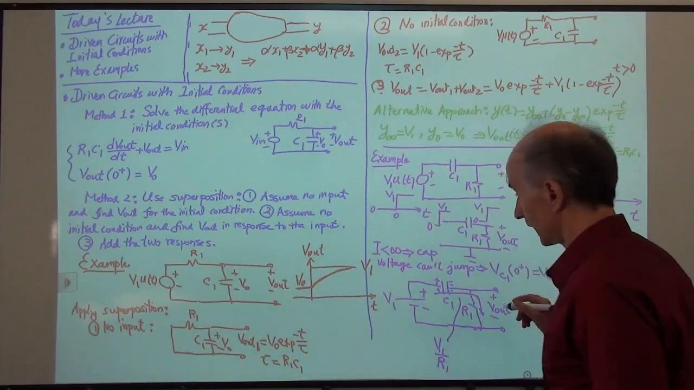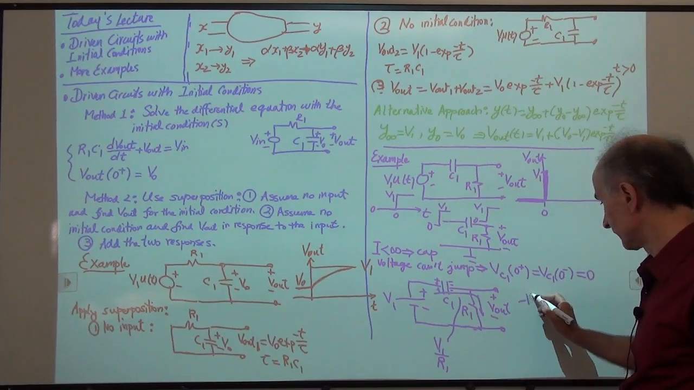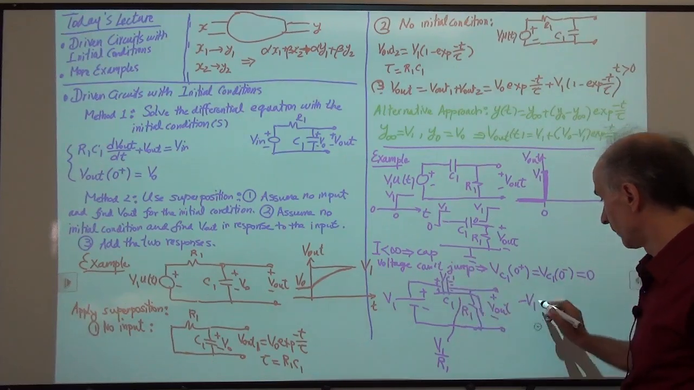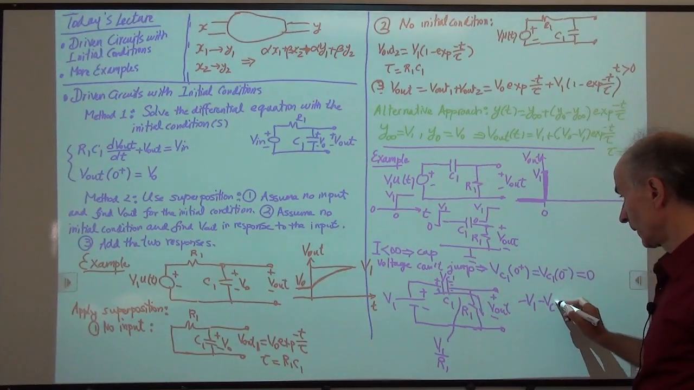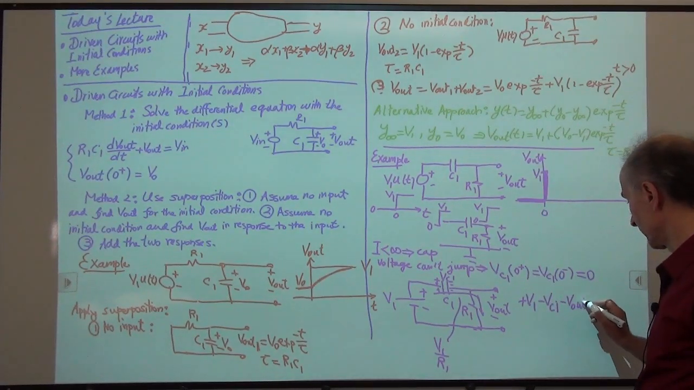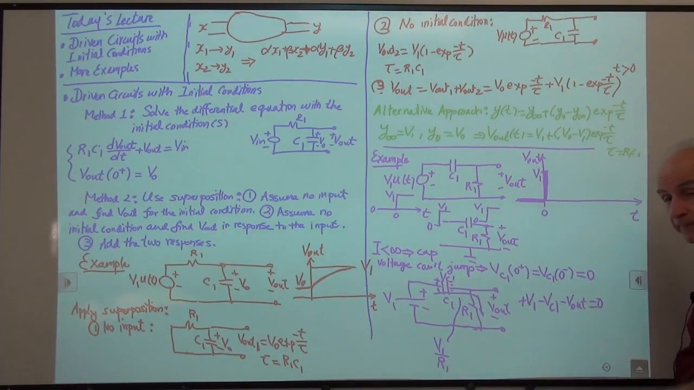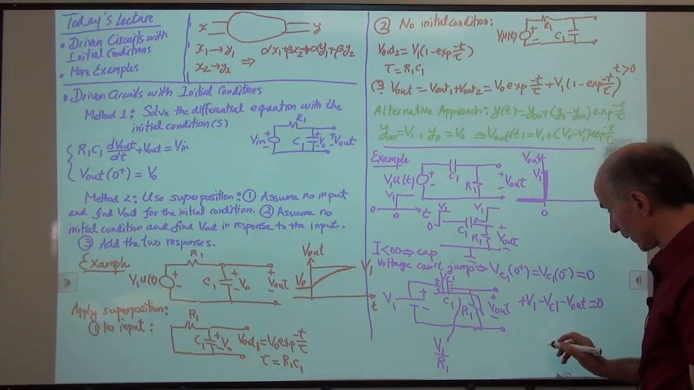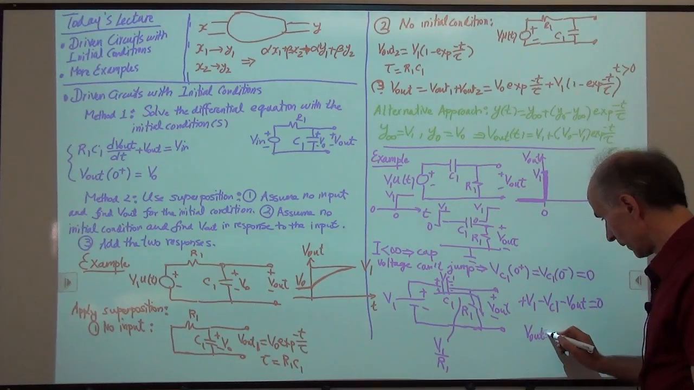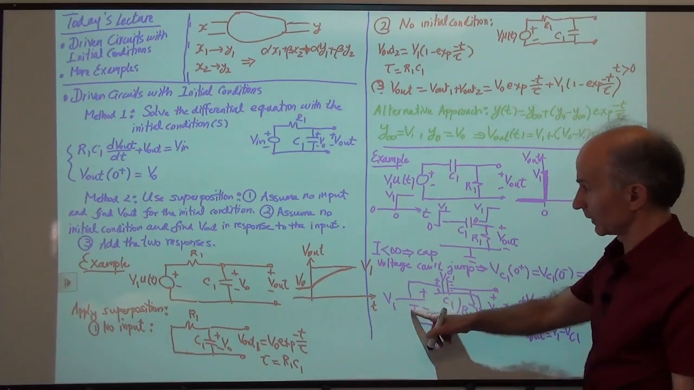So I can write a KVL to show you. Let's call this VC1. Minus V1 plus VC1... going up the potential, going down the potential, going down the potential, right? So V1 minus VC1 minus V out equals 0. What we see is that V out is equal to V1 minus VC1. V1 is the battery voltage, the step value.